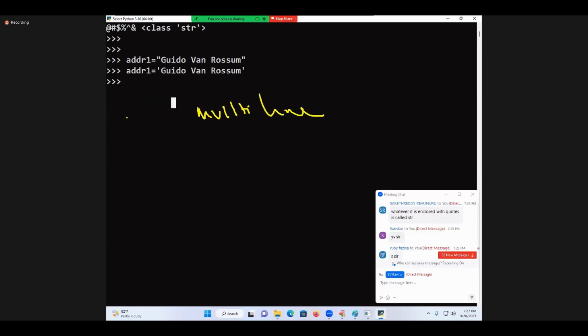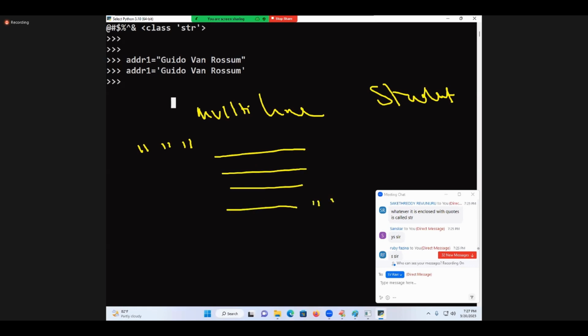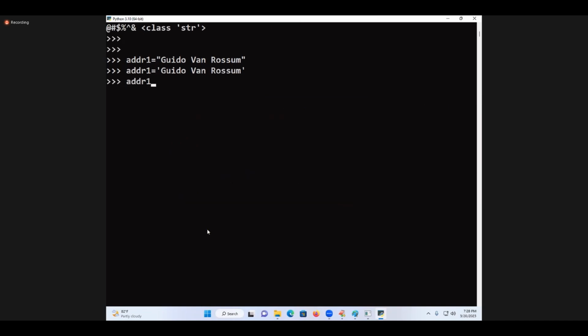My dear students, carefully follow. To store multi-line string data, we will use triple double quotes. First line, second line, third line, fourth line, end of it, triple double quotes you need to say. And you'll get the dots indicating that continuity. That is the Python environment only keeping it. Shall I write now? Look, guys. ADDR1 is equal to double quotes.